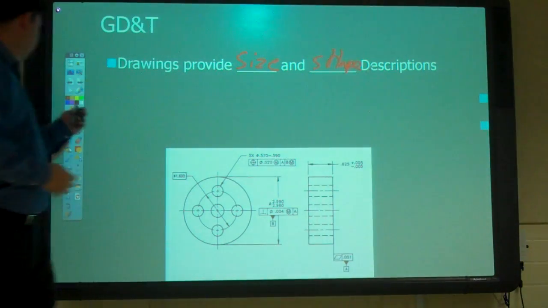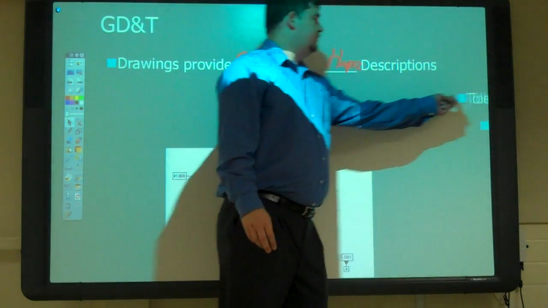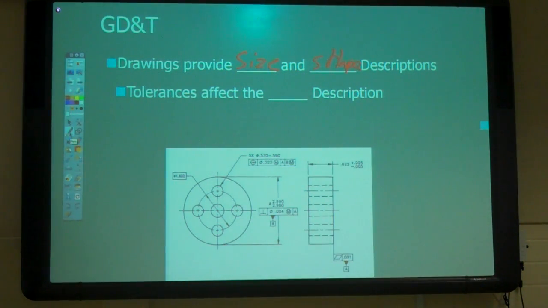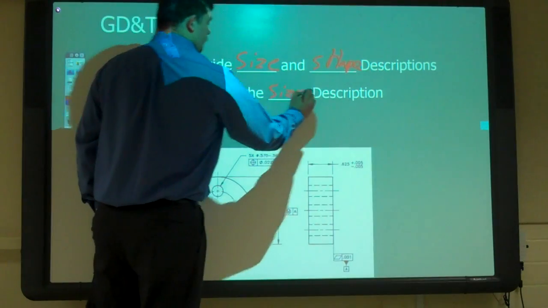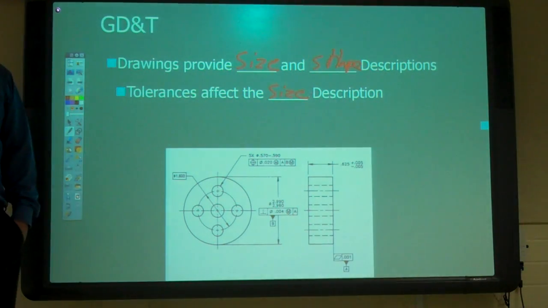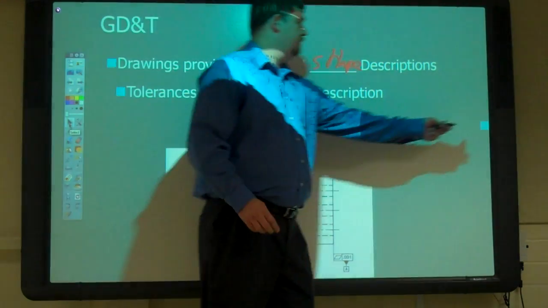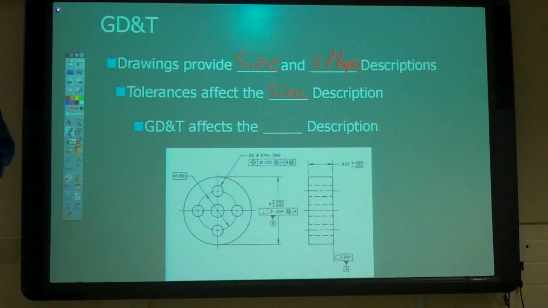Size and shape, right? We already talked about that. So the tolerances we talked about last week affect what? The size. But it had nothing to do with the shape of the part, right? So what GD&T does is it affects the shape, the geometry.